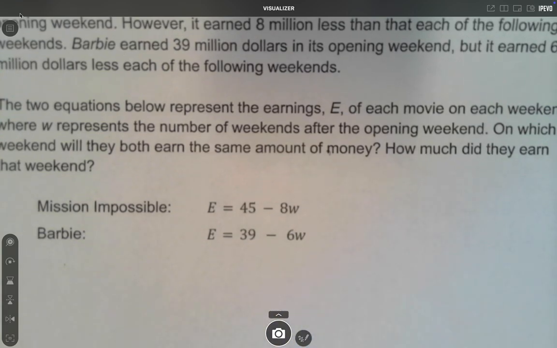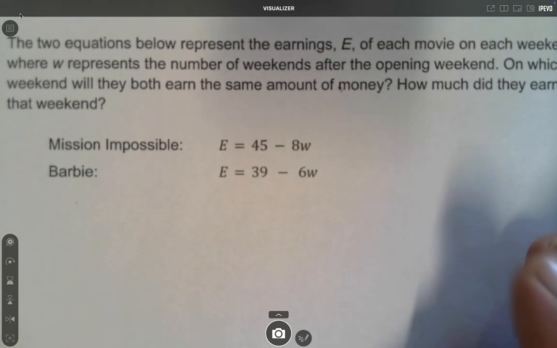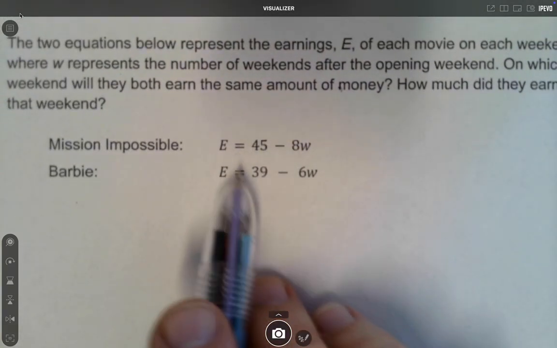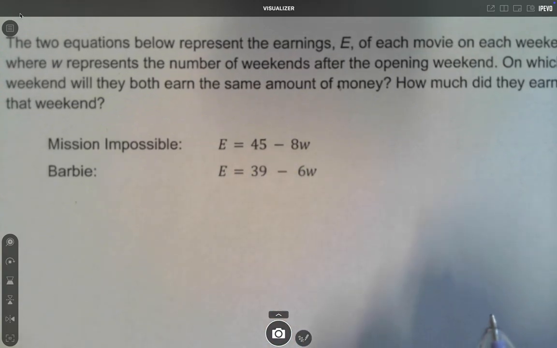So plugging in 0 gives us the value for the opening weekend. Plugging in 1 tells us the value of the weekend after that. Plugging in 2 tells us the value of 2 weekends after opening weekend, and so on. So on which weekend will they both earn the same amount of money? So we've got to figure out when would these overlap. On what week is their earning the same?